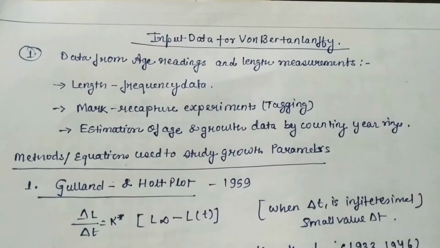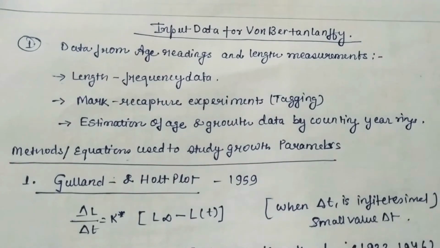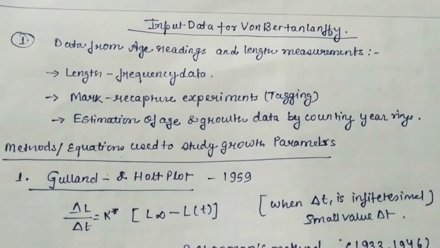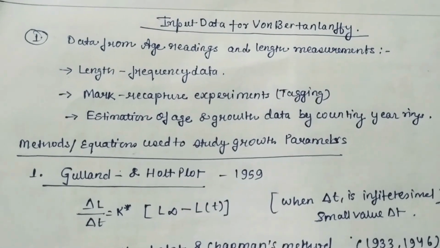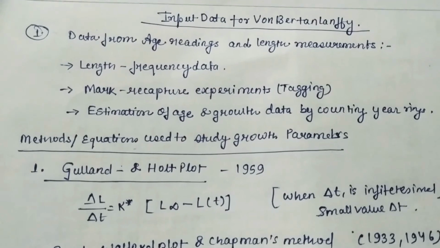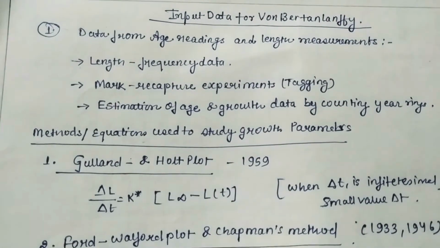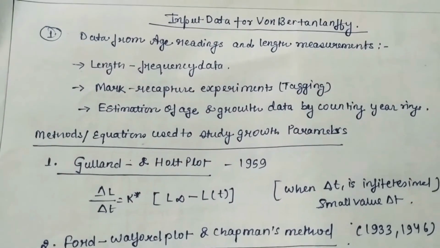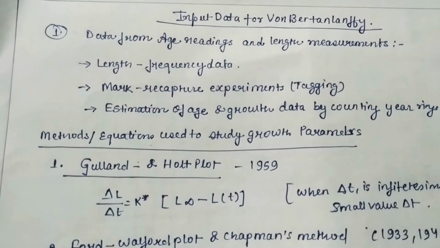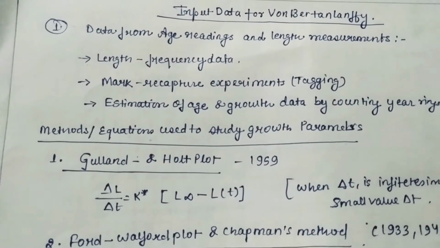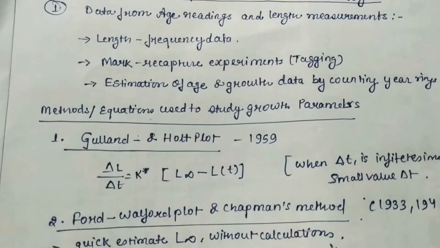In the second part, we will be seeing what the input data are for the von Bertalanffy equation. It means there should be data available so that we can put that data into the equation to determine the length of an individual fish. So these data can be age reading and length measurement. Age reading, we have already studied in age determination methods, how we can determine the age of a fish from the hard parts of the fish. Or we can use the length frequency data. We have seen the Petersen method and the mark recapture experiment.